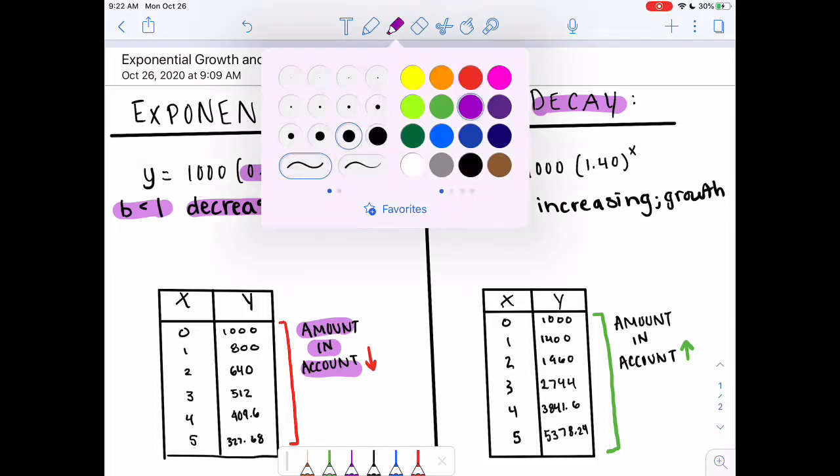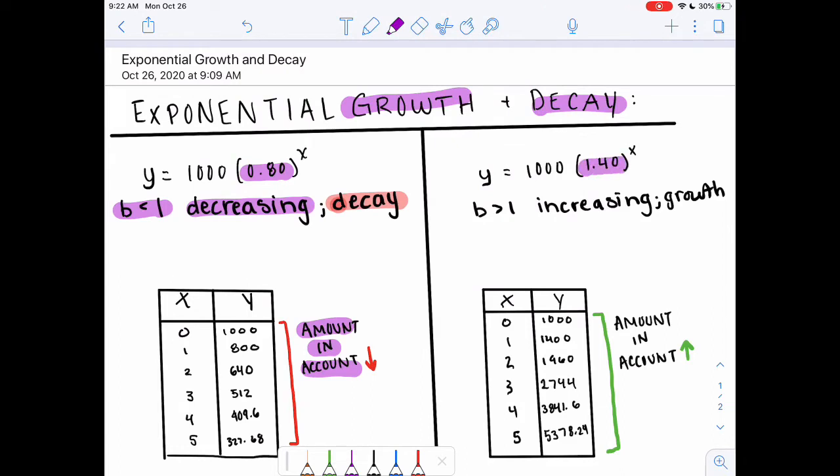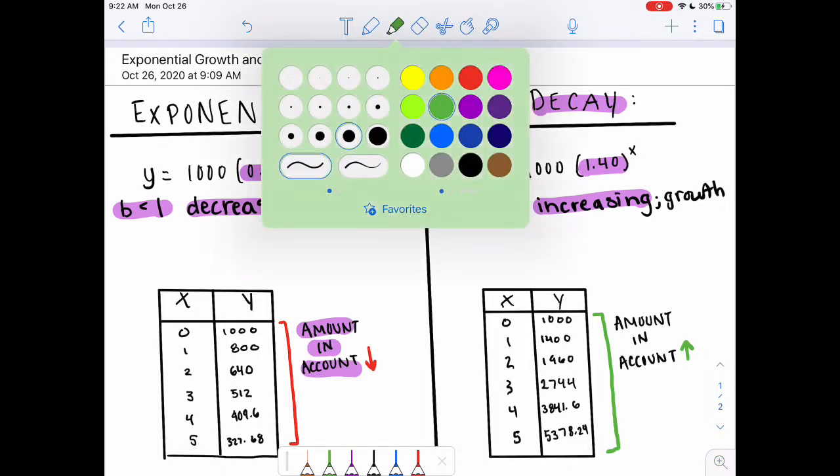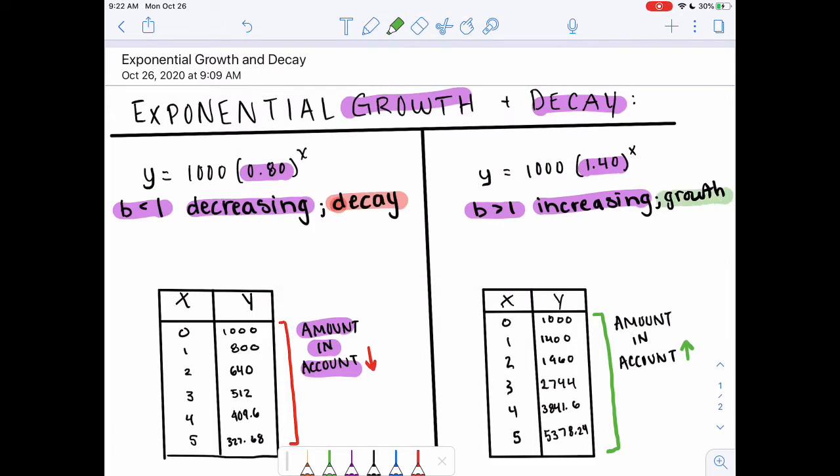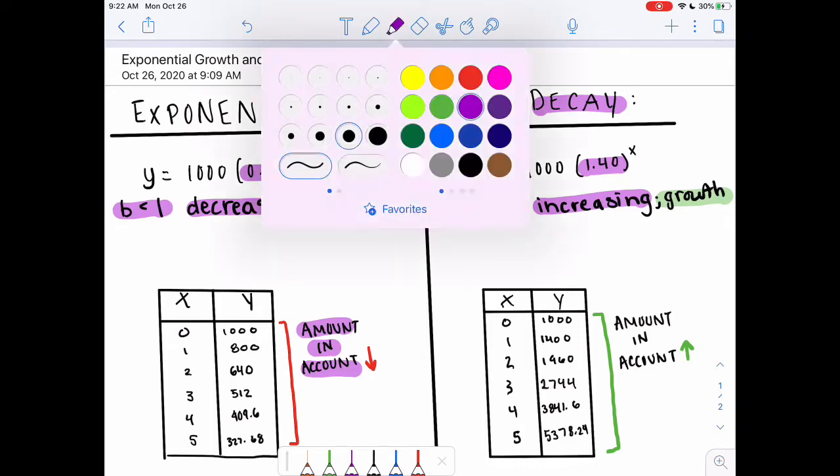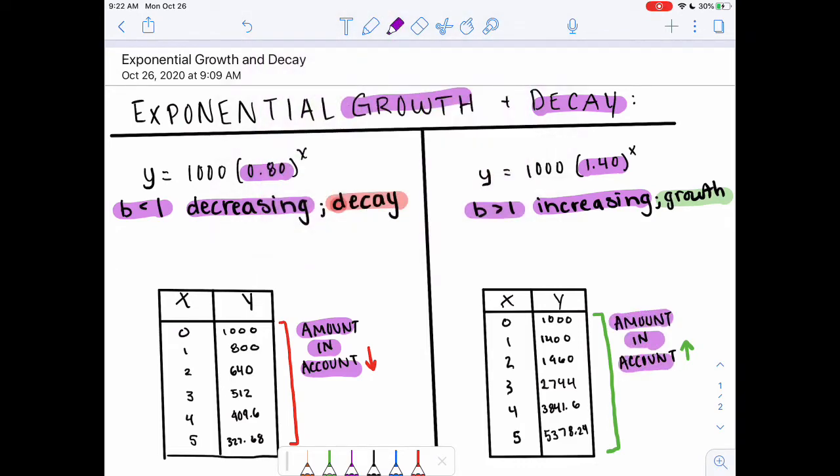We've also seen that if our multiplier is greater than 1, we can call it an increasing function. The new word that we can use is growth. An increasing function and a growth model all mean that the amount in the account is increasing or getting larger over time.